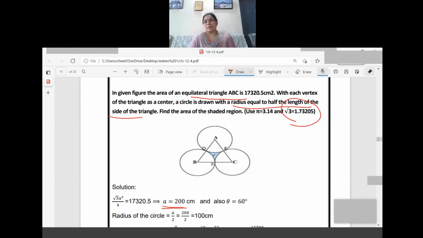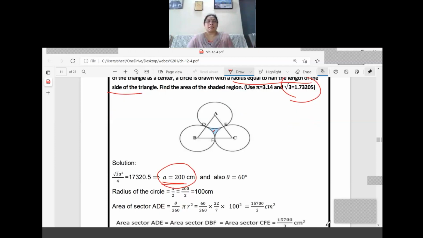Now it is an equilateral triangle, so what is the central angle? Central angle theta equals 60 degree only, right? Root 3 by 4 a square is given, and from that we calculated a equals 200 centimeter. What is a? The side of the triangle. We have got that one. And the central angle, because of the equilateral triangle, is 60 degree. Now what is the next part? The radius of the circle. It is given in the question as half the length of the side, so naturally it is 200 by 2, which is equal to 100 centimeter only.